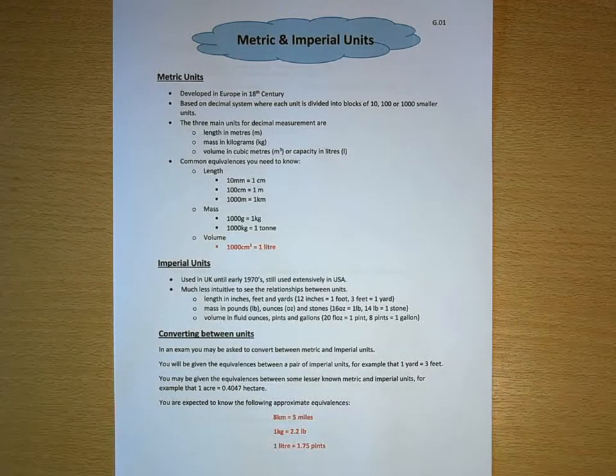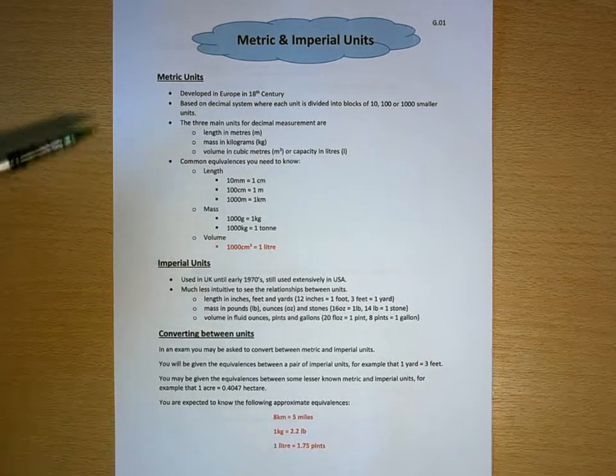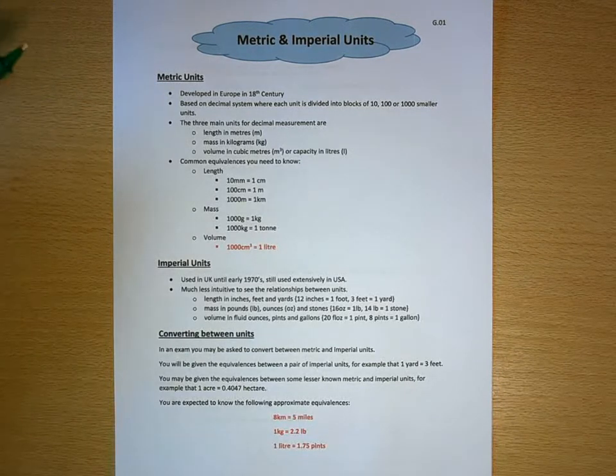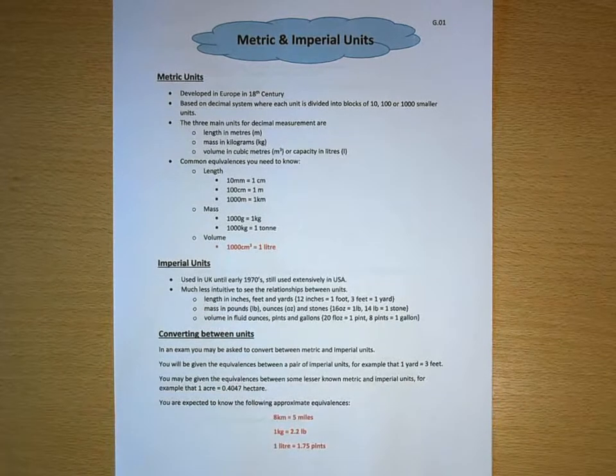In this clip we're going to look at questions on metric and imperial units. So a little sort of ramble first of all about the differences between the two. Metric units are now by far the most commonly used units around the world. They were developed in the 18th century in Europe, and they tie in nicely with the decimal system where everything counts in units of tens, hundreds, thousands and so on. So it's quite an intuitive system to use.